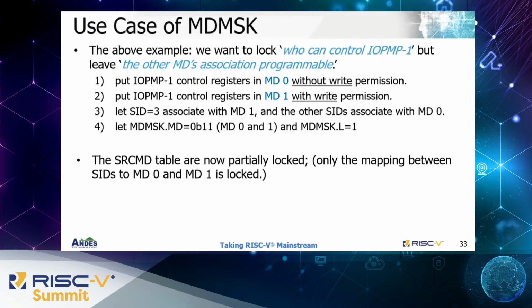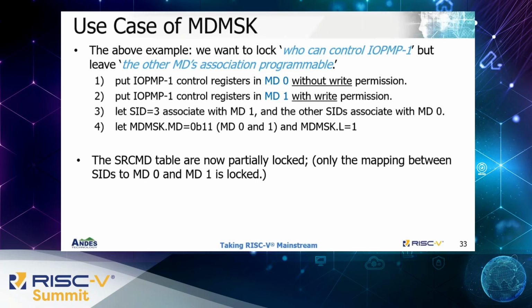Okay, it's time to get back to this example. Lock who can control IOPMP1 but leave the other MD's association programmable. Similar to the loop of denying, we need 2 memory domains: MD0 to deny IOPMP1's controls, and MD1 to allow them. Step 3 is the same as the previous method.